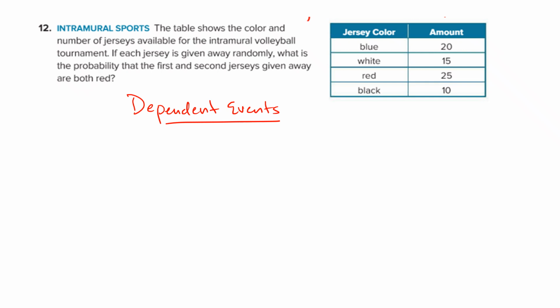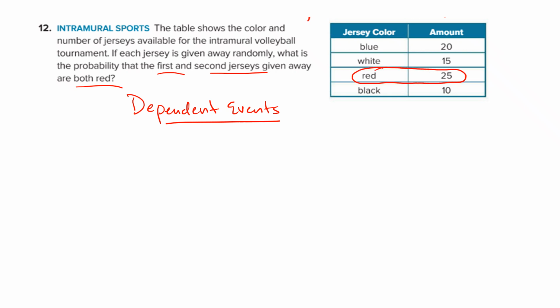If each jersey is given away randomly, what is the probability that the first and the second jerseys given are both red? Definitely these are dependent events, because each person will get their own jersey. You are not exchanging, you're not putting them back. Now we are selecting out of all these different colors: blue, white, red, black. We are choosing red.